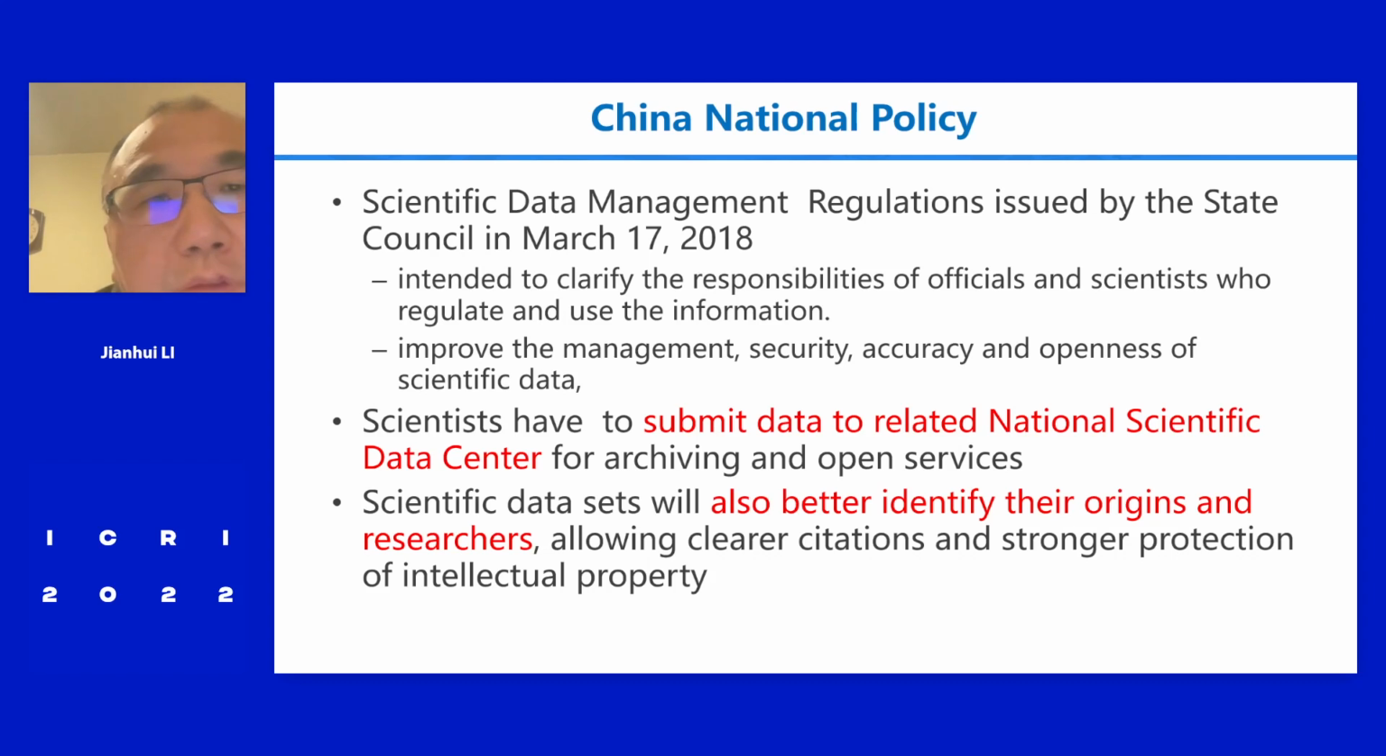As for the open research data policies, as you may know, in 2018 the Chinese State Council launched scientific data management regulations. We think this is a basic policy for research data management and openness. It is intended to clarify the responsibility of officials and scientists who regulate and use the information. The regulation is to improve the management, security, accuracy, and openness of scientific data. According to this regulation, the PIs have to submit their research data to the national scientific data center for archiving and for open services.